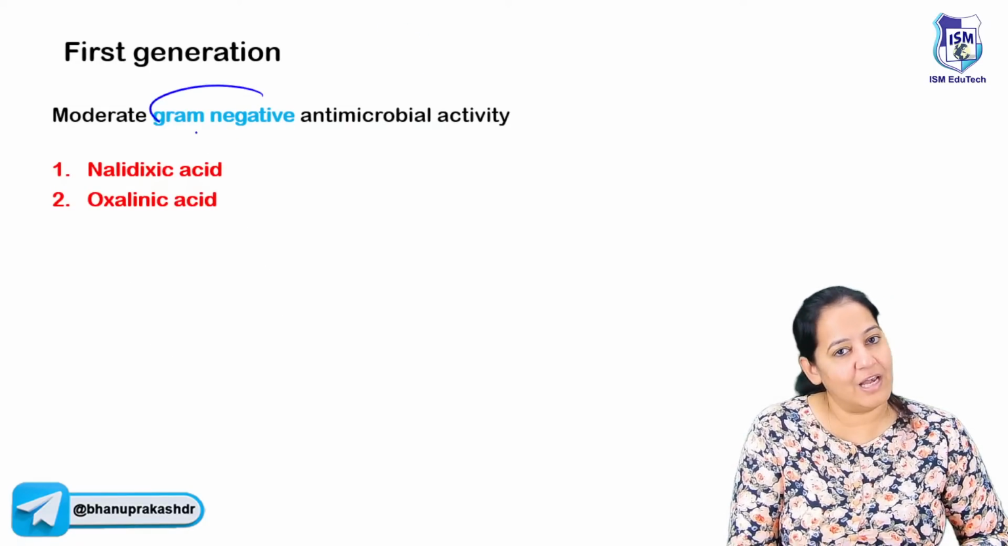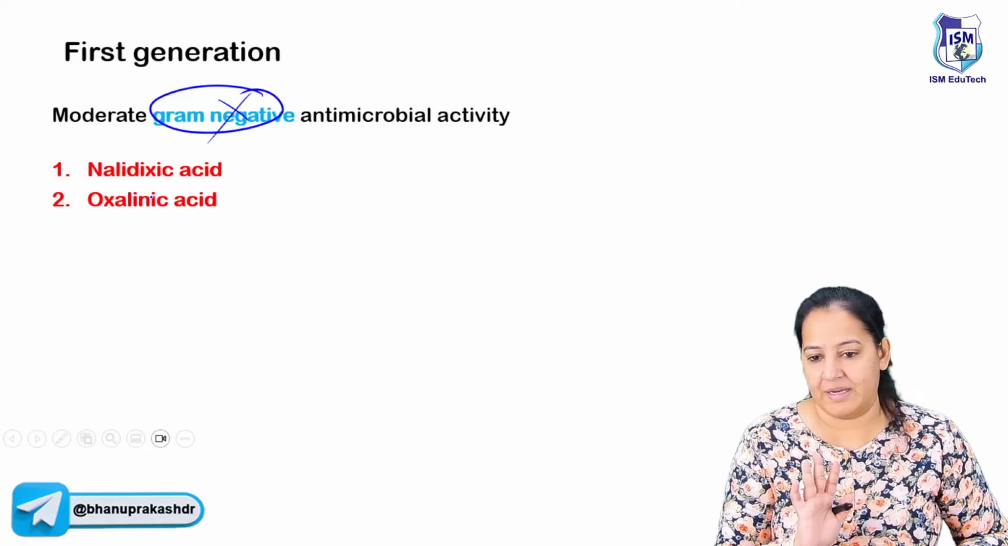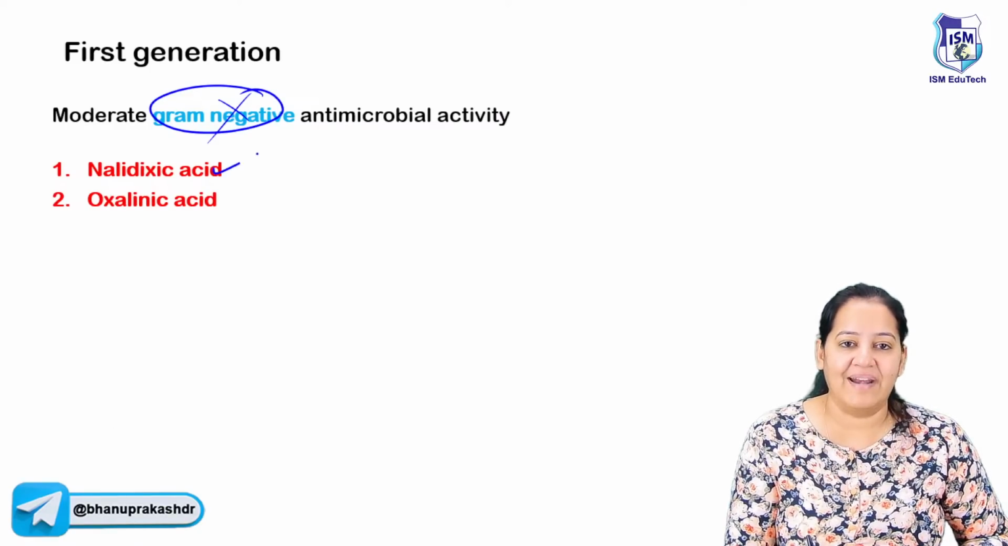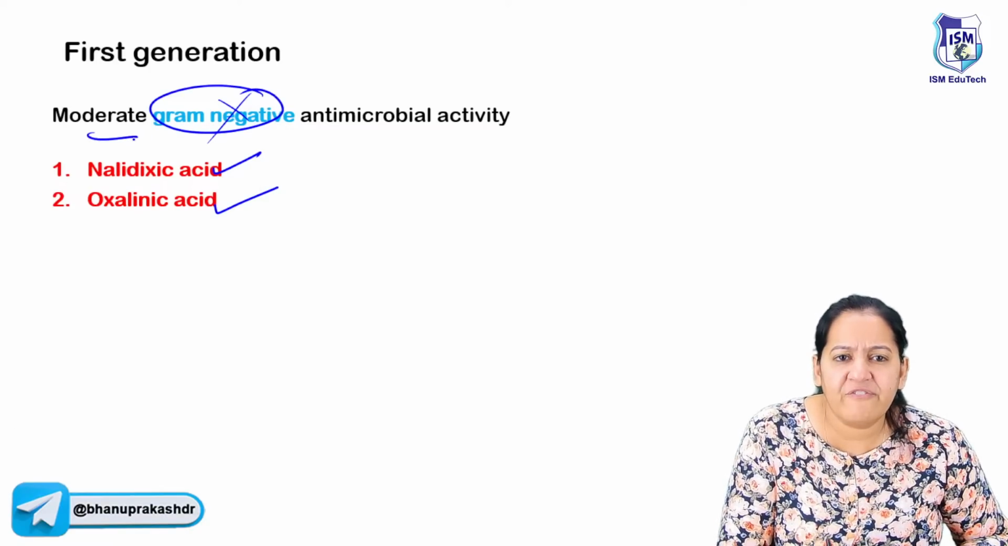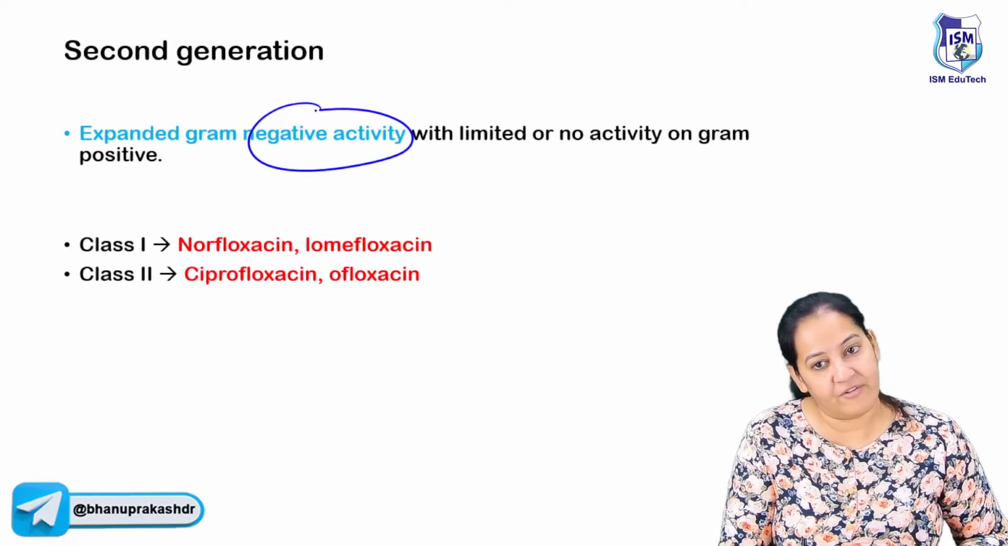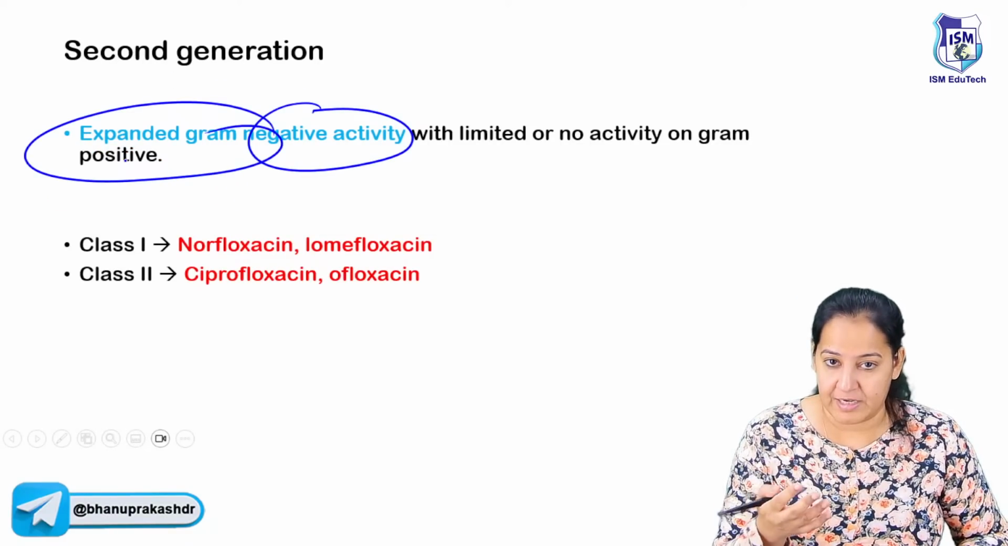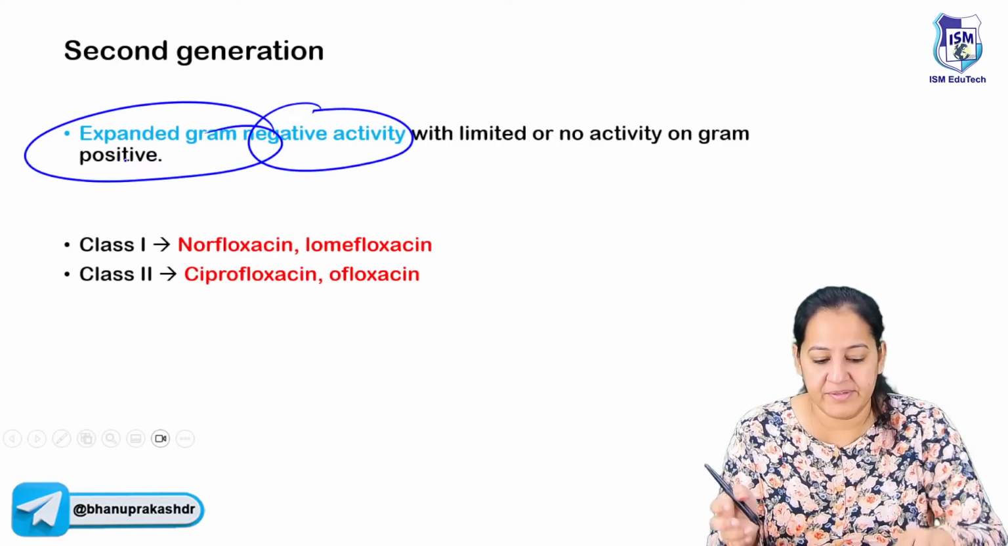First generation kill only few gram-negative bacteria. So in first generation, there are only 2 drugs, nalidixic acid and oxalic acid. We don't use them. They are very narrow spectrum. They kill only few gram-negative. Second generation also kill gram-negative, but maximum gram-negative. So it increases the spectrum.